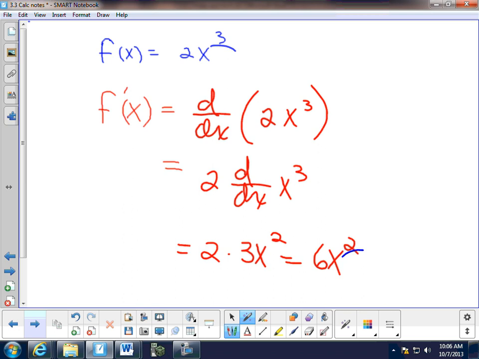Every once in a while, you're going to see a problem where they have a constant out front, and it's going to look way complicated, and you're going to go, oh yeah, you just take the derivative and you multiply by that constant at the end.